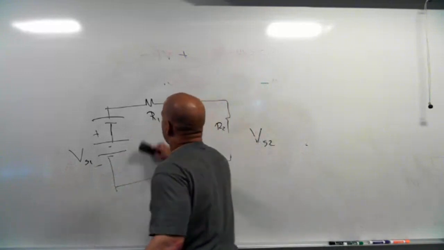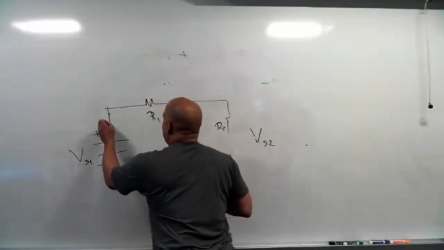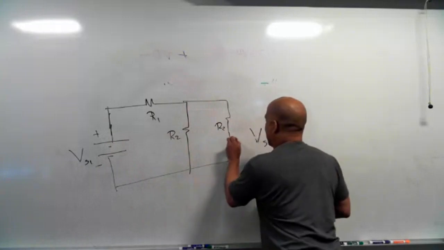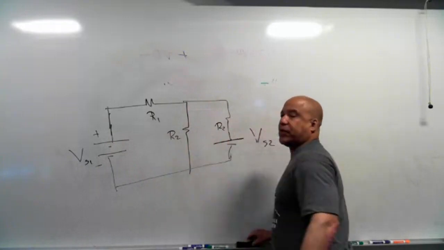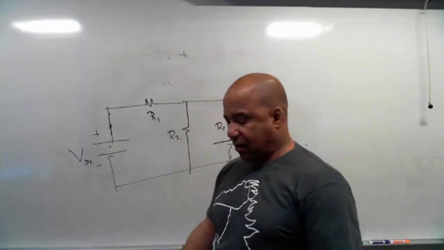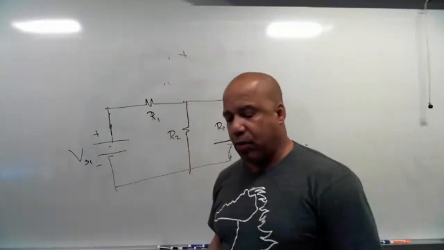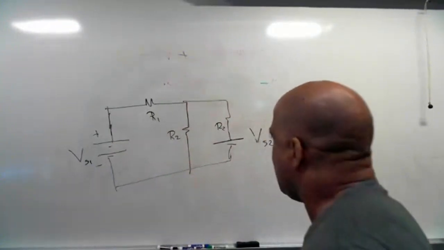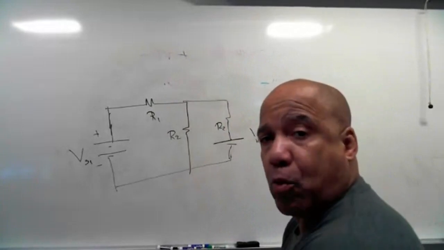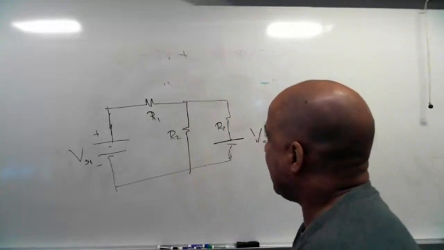But what if they're not in series? What if these voltage sources, I got one here, and I got one here somewhere else in the circuit? How in the world would you solve that? Unfortunately, we can't use Ohm's law and Watt's law directly. We have to resort to more powerful techniques.